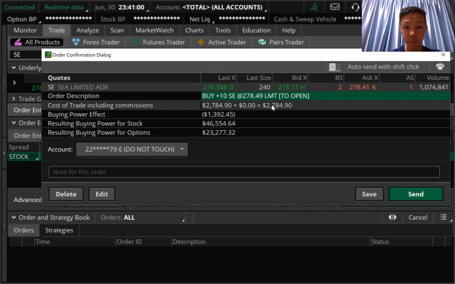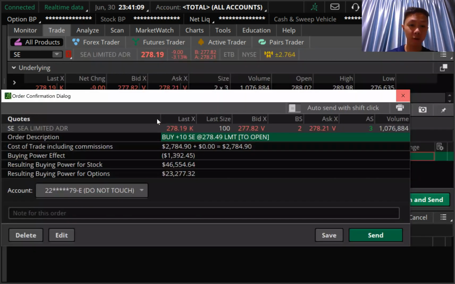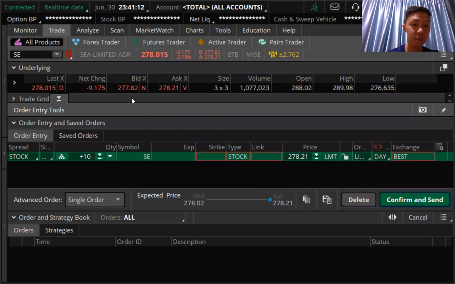This is the amount that you need to pay. Okay, this is how much you need to pay. And then when you want to sell the stock, simply go to your monitor tab, right click, and hover your mouse to close. Right click and then close. So you will see something like this.